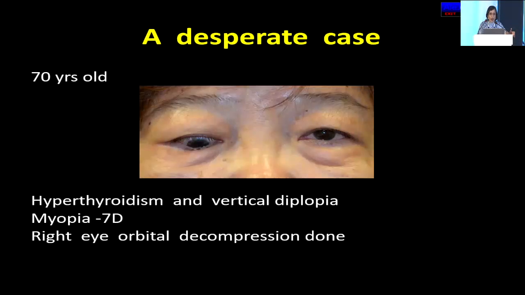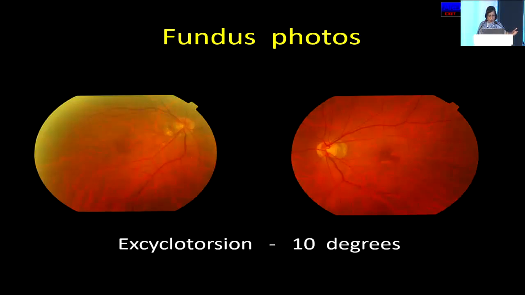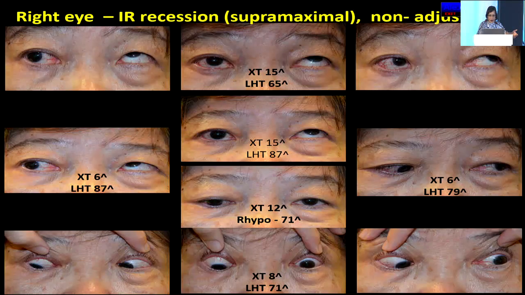A 70-year-old lady with a very large right hypotropia, which measures at about triple numbers. It's 130 prism hypotropia, okay, and with totally limited elevation. Fundus photo showing you marked excyclotorsion in the right eye. We did a right eye inferior rectus recession. There's no question about adjusting when you have a triple degree strabismus.